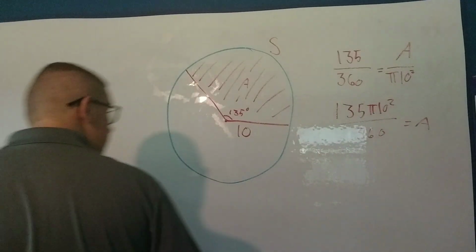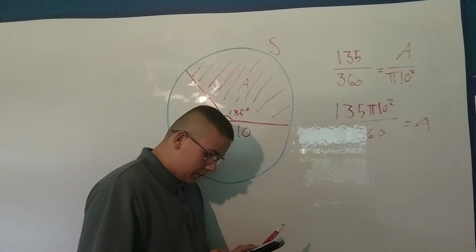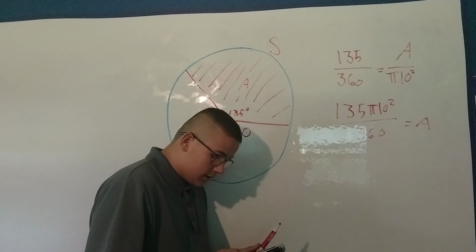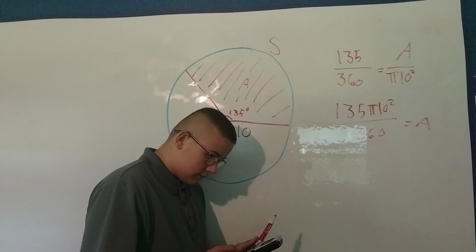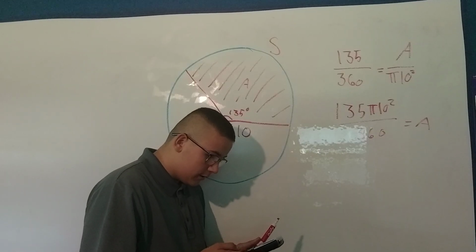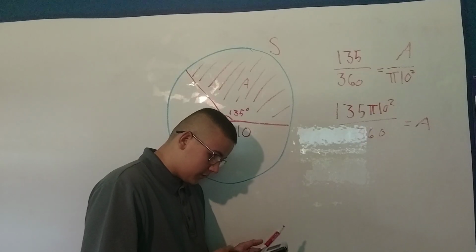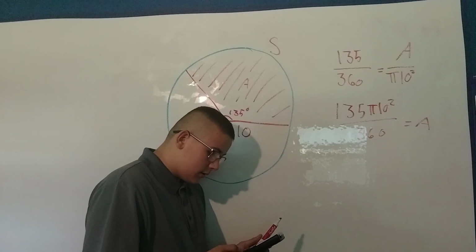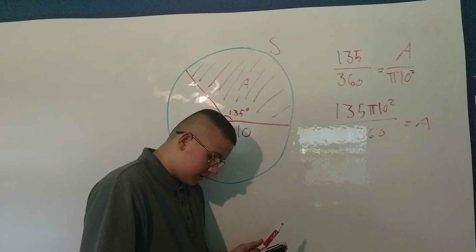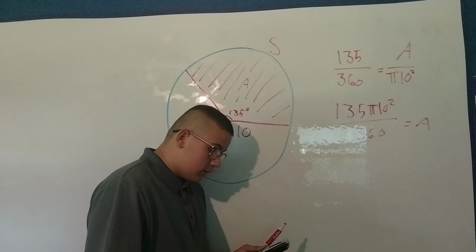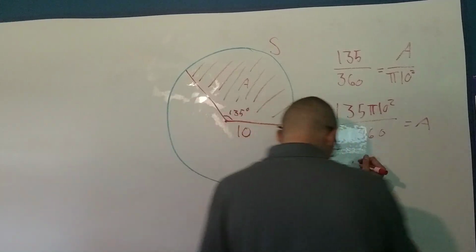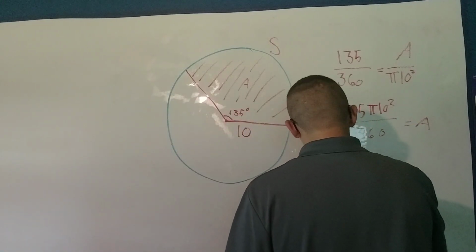And then just plug that into the calculator, right? 135 pi times 100 divided by 360, right? And you get 117.809.